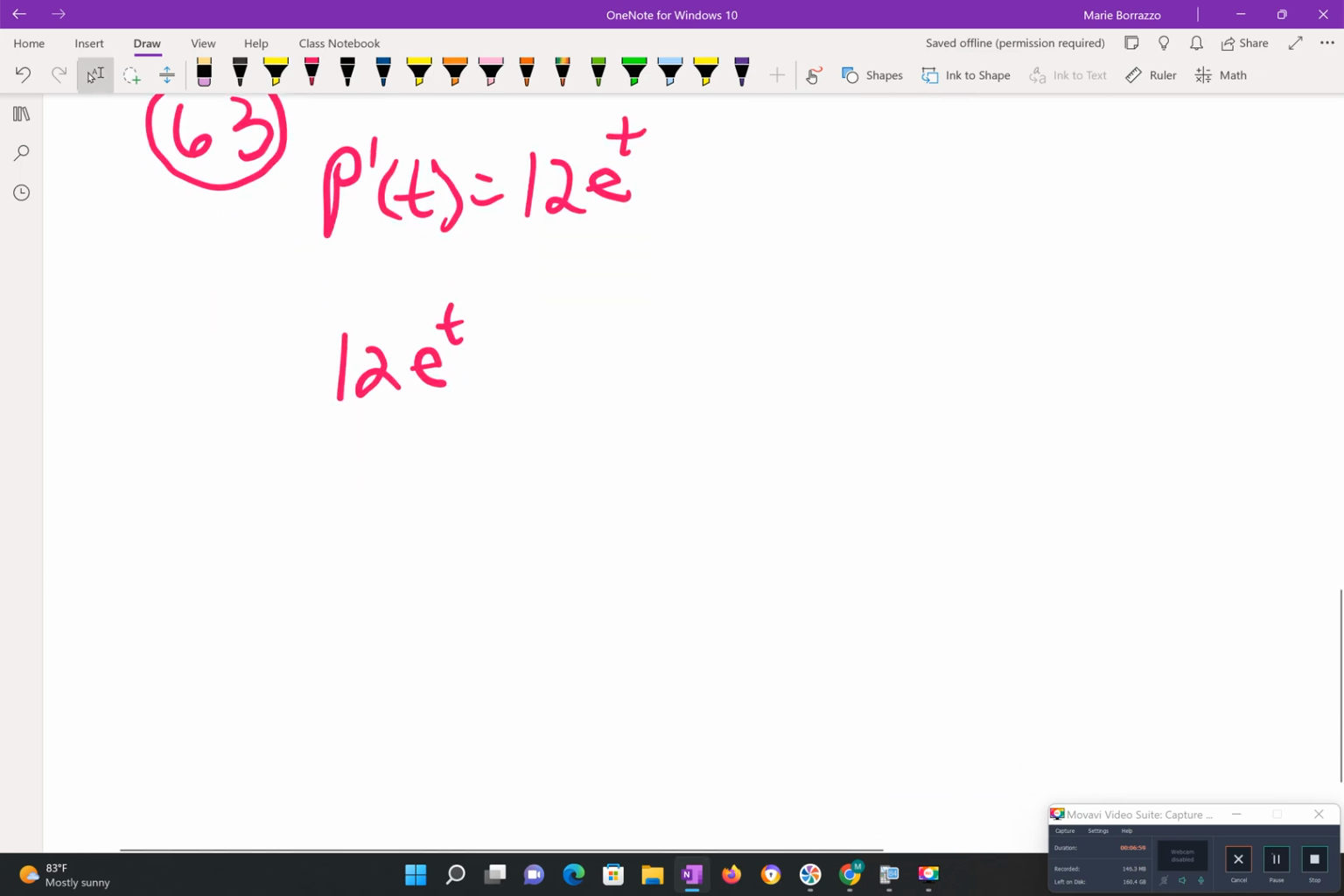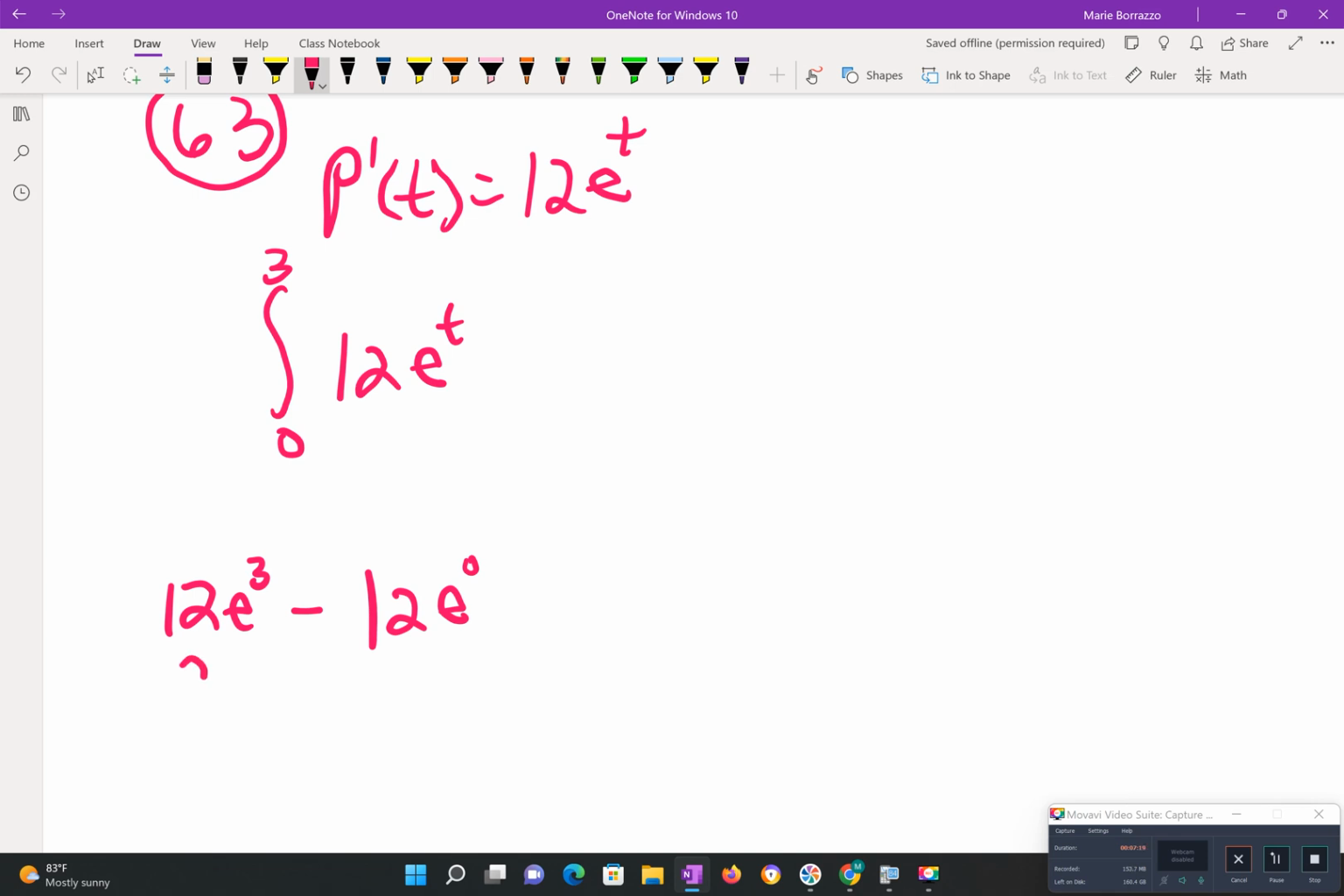So if I substitute in the values for the area, and I'm looking for the values from t is 3 to 0, I'm simply going to do 12 e to the 3 minus 12 e to the 0. This will yield you 241 and change, minus 12, which comes to approximately 229. And that's all you have to do for number 63.